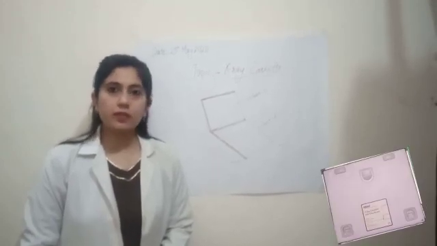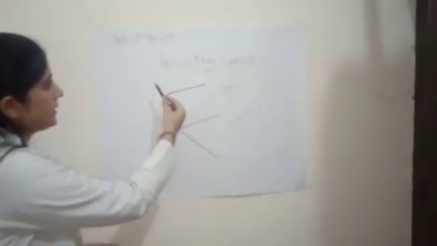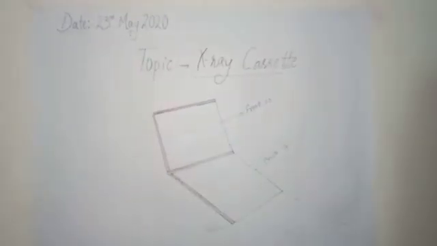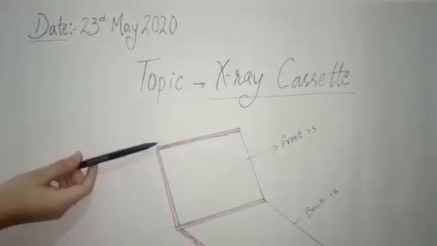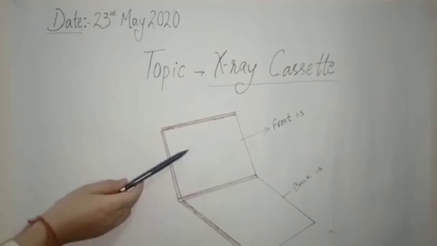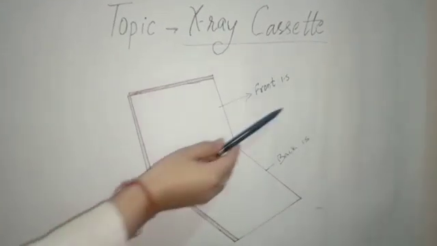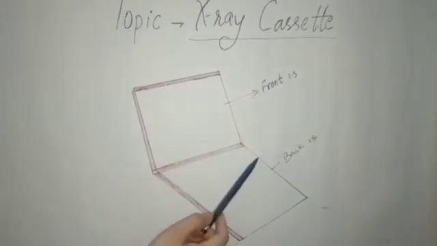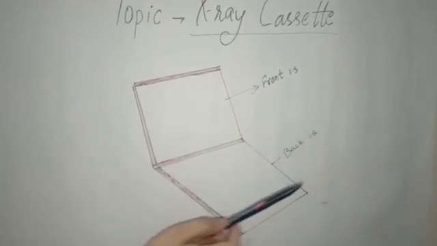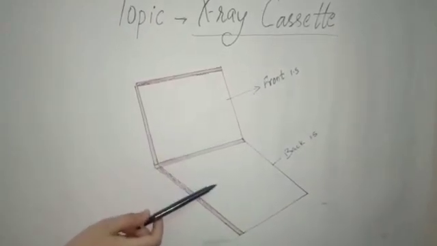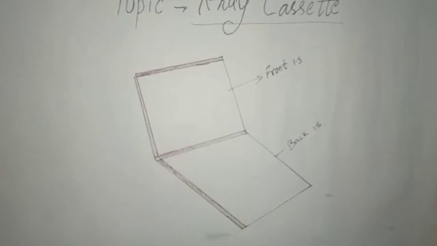Today, we will talk about the conventional X-ray cassette. It is a light-proof rigid holder which contains two intensifying screens. This is the front intensifying screen and this is the back intensifying screen. In between two intensifying screens, the film is placed.